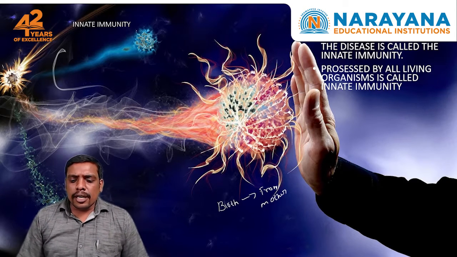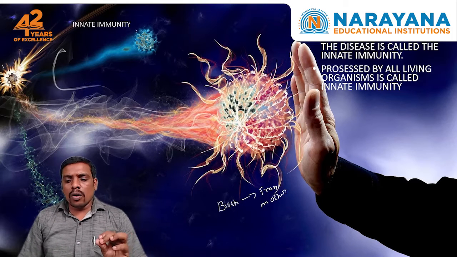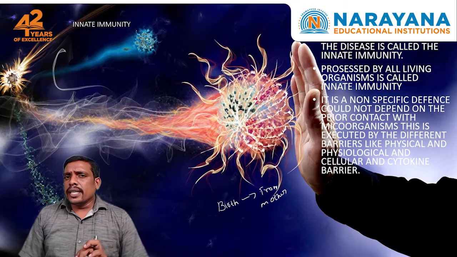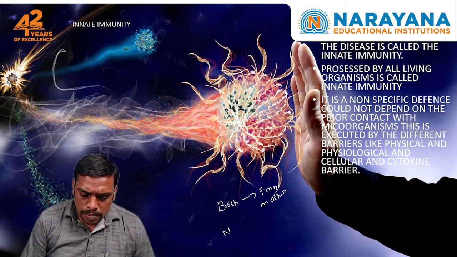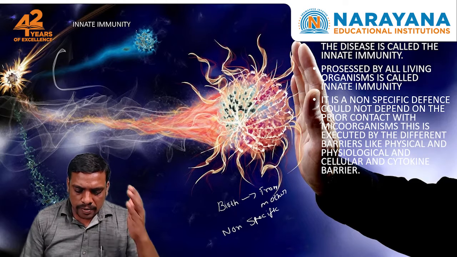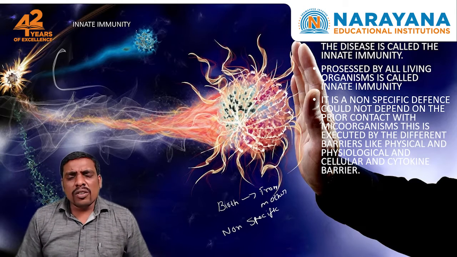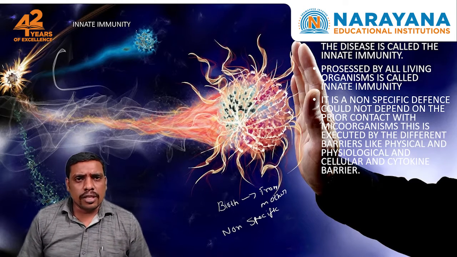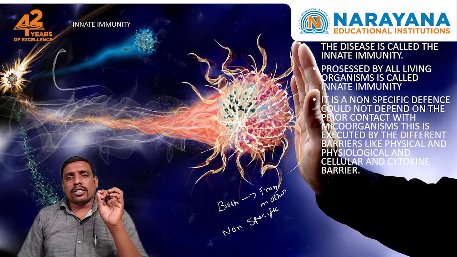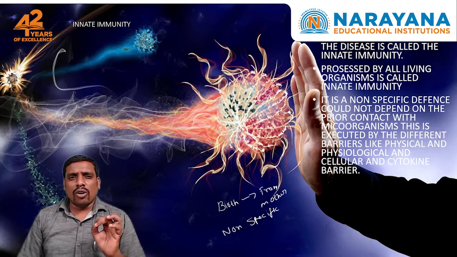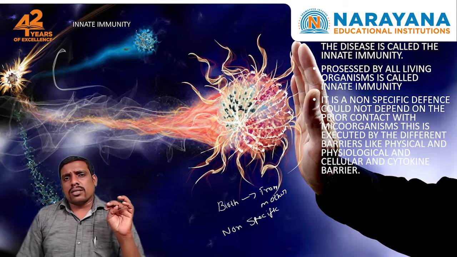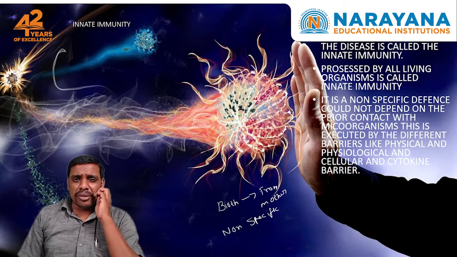Now, innate immunity is possessed by all living organisms. That is one more important point. The innate immunity is non-specific. It is a non-specific type of defense system that does not depend upon prior contact with infectious diseases or disease-causing microbes. Now, different barriers are involved in innate immunity.